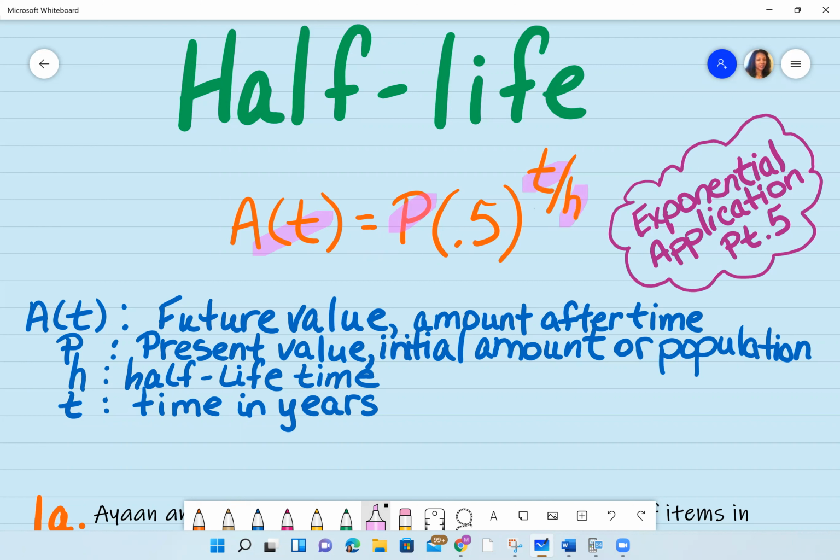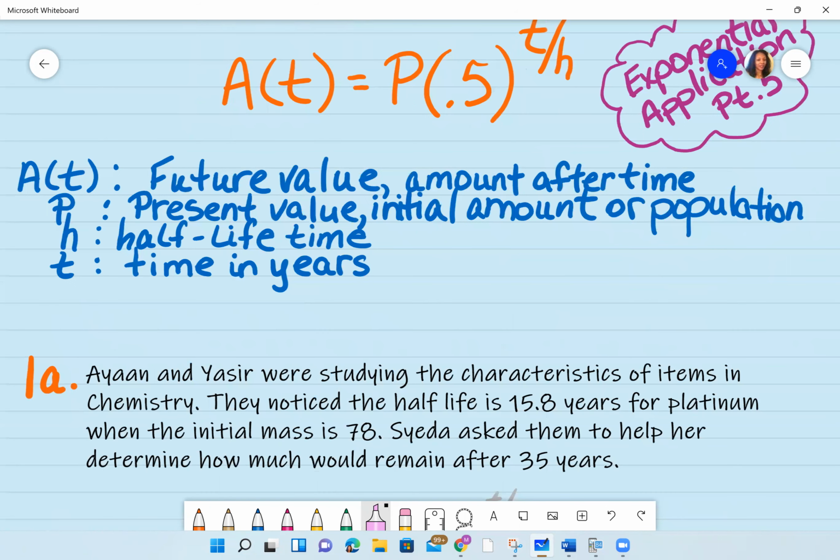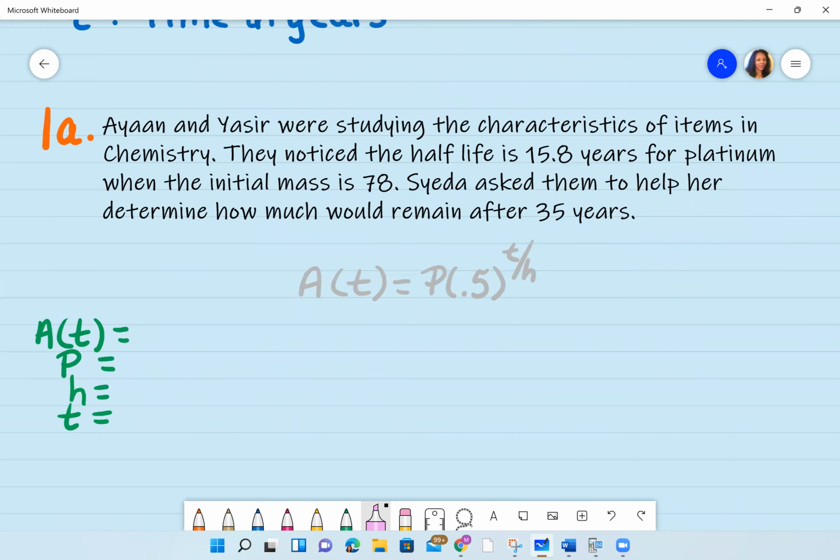Notice I highlighted 4 variables. That's what we're going to be looking for, at least 3 of those within a word problem. And the other one is the one that we're actually trying to find. So A of t, P, this time instead of rate, we have H, which stands for half-life time. And then we still have T for time in years. So pay attention to that.